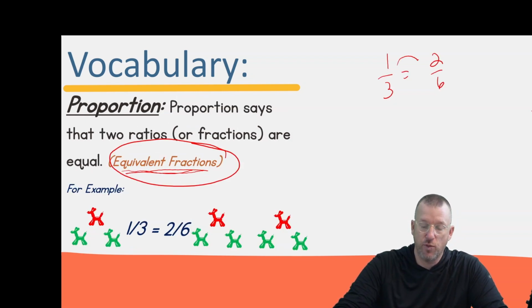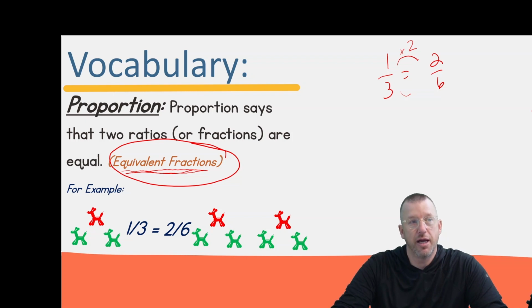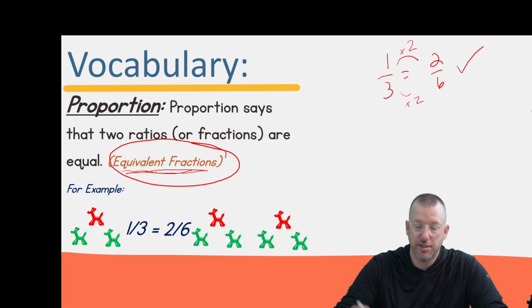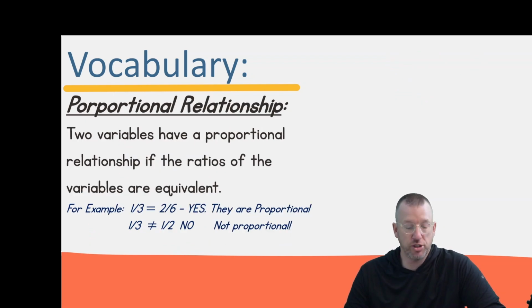And 1 times what is 2? Well, 1 times 2 is 2. So in order for the bottom to be equivalent, it has to be multiplied by the same value. And 3 times 2 happens to be 6. So yes, if we multiply the top and bottom by the same number, we are going to get proportional ratios, okay? So proportional relationship, very similar to what we just talked about.